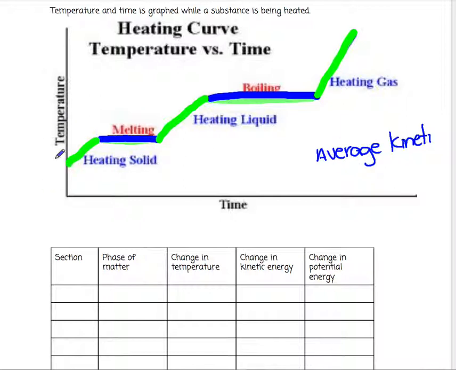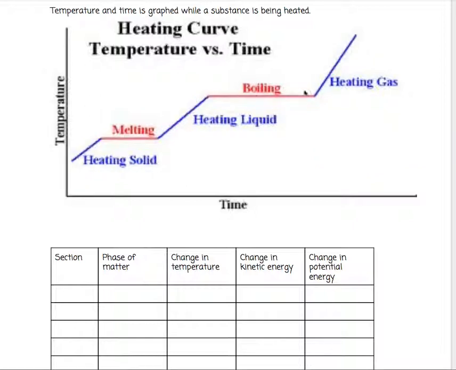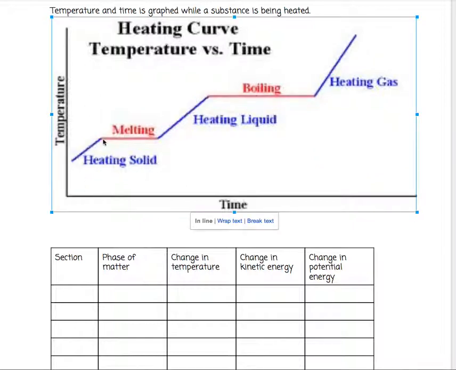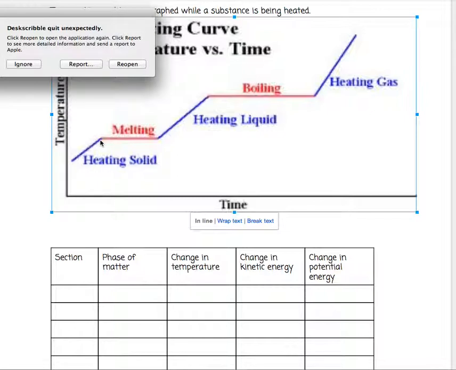Average kinetic energy is temperature. Well, here's temperature, and temperature is rising on these slopes. It's getting higher and higher on the slopes. All three of these slopes. Okay? If the average kinetic energy is the same as temperature, and temperature is rising, then we can say that the average kinetic energy is rising.